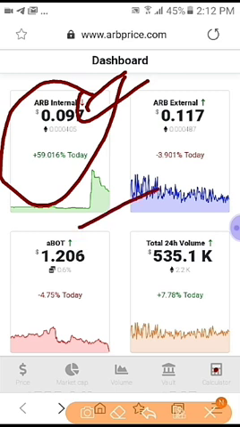The ARB external for today is $0.12, and we see this arrow is going up. So that was cool. The ARB external in Ethereum is around 0.304 Ethereum, just like the internal.